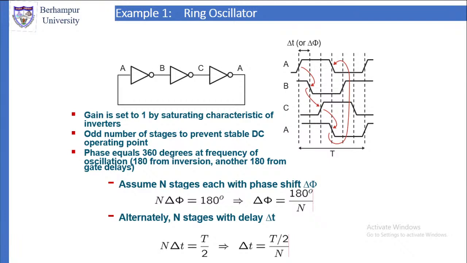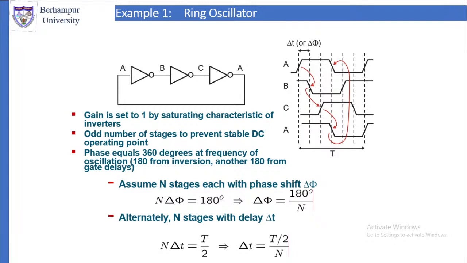Odd number of elements is used to prevent the stable DC operating point. So that is why you require odd number of elements. If you use even number of stages, then this stability will be lost. The ultimate phase is 360 degree. So at the oscillation frequency omega 0, 180 degree inversion, then another 180 degree inversion from gate array, 180 degree inversion at the feedback, 180 degree inversion from the gate array.